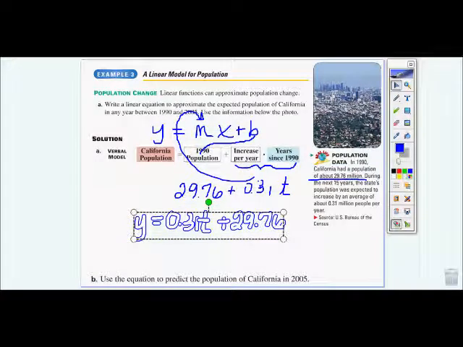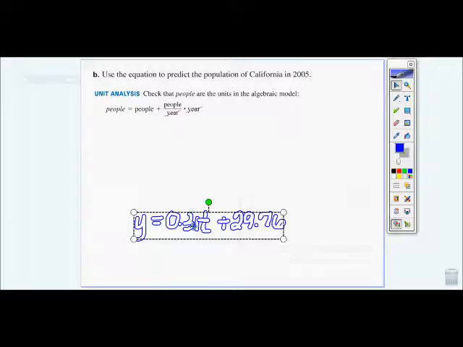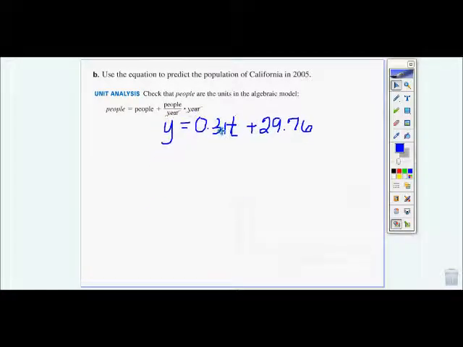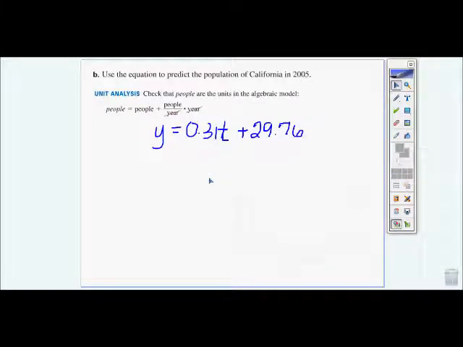Now if I take that and copy that and paste it on the next page. And the magic of Mimeo, I'll move that. So it says use the equation to predict the population in California in 2005. Now they have it slightly different because they were trying to show you how to just simplify the equation. But after this, we're going to graph it. I'm going to reveal the graph.